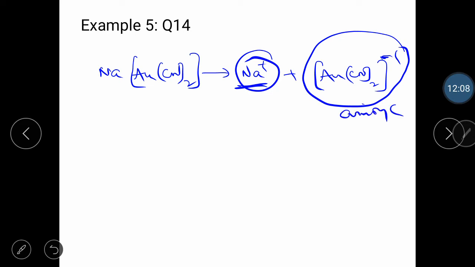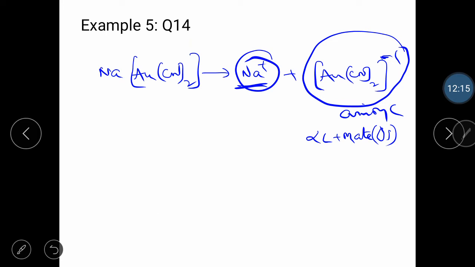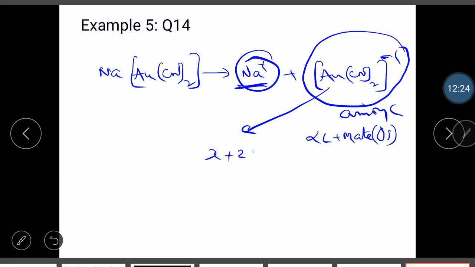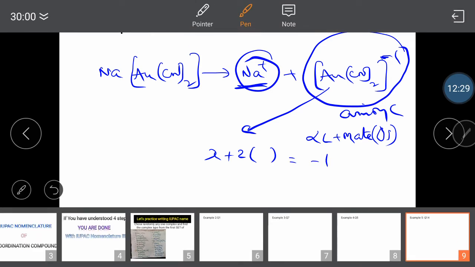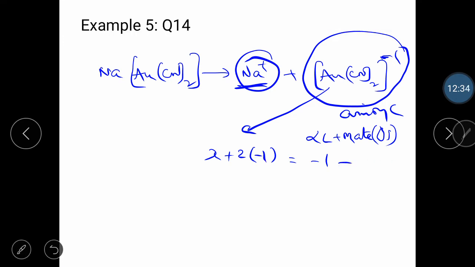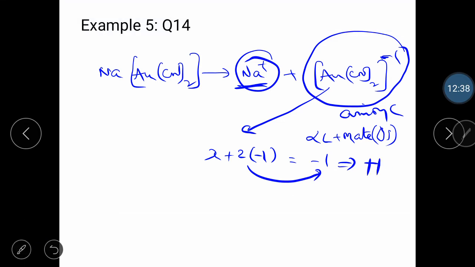What is the rule of an anionic complex? Alphabetical ligands, metal, ate, oxidation state in the bracket. Form it. Yes, right. So name it now. What oxidation state here? Gold. X plus 2 into cyanide is equal to minus 1. I hope you know the charge of cyanide by this time. It is actually minus 1. So minus 2 becomes plus 2 this side. So X is equal to plus 1. So gold will have what state? Plus 1 state. Okay, right.